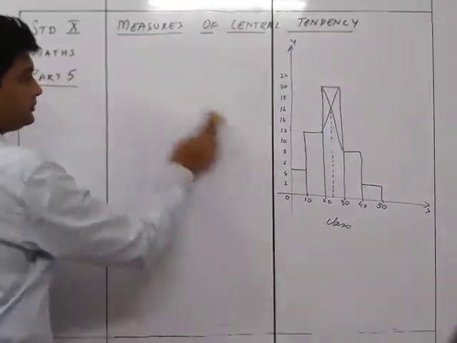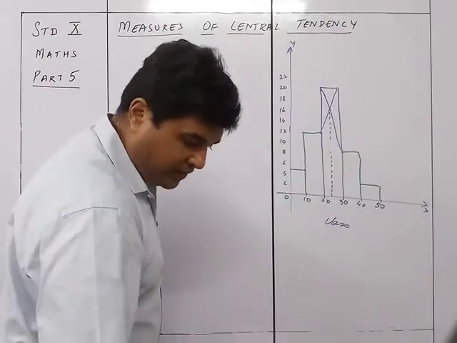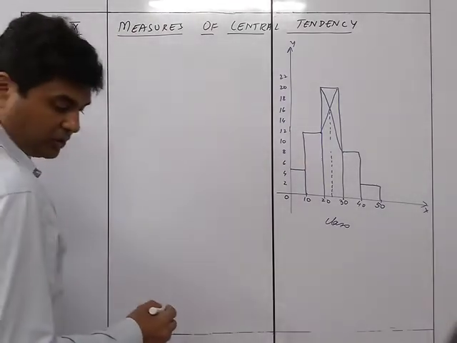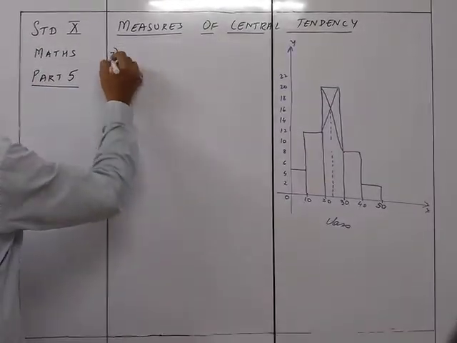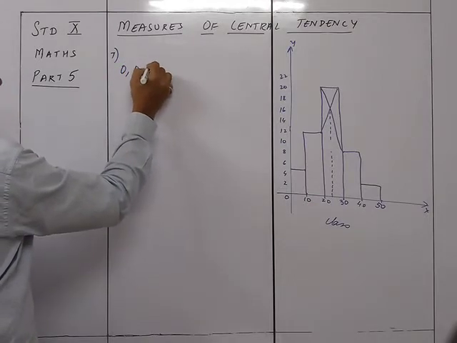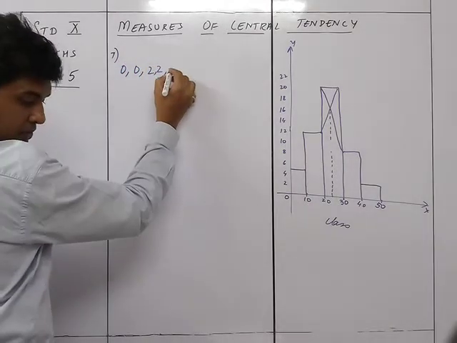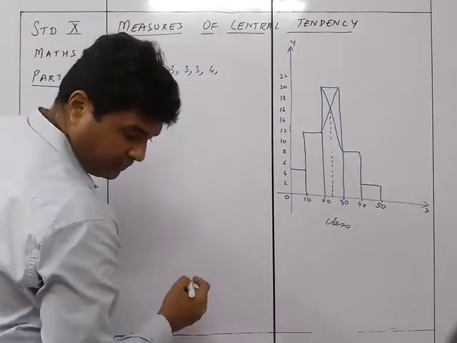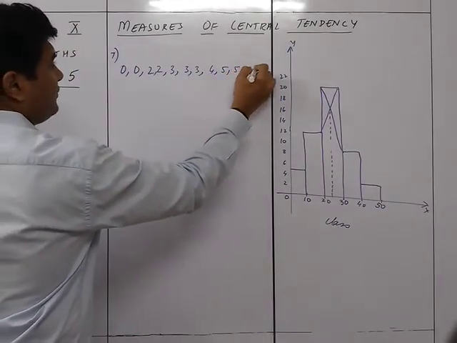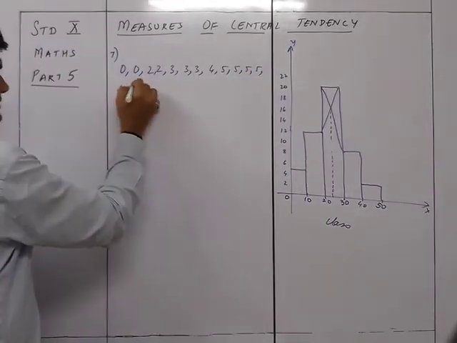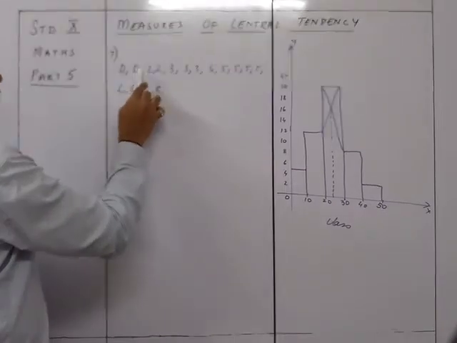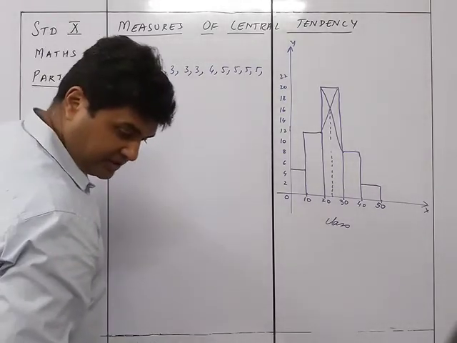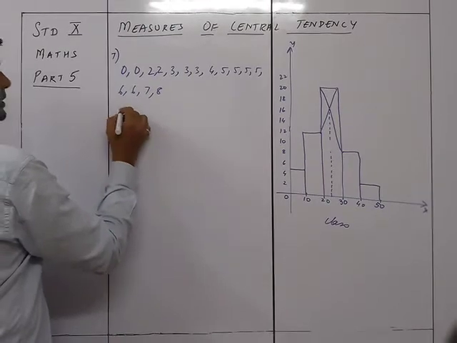Sum number 7. Find the mean, median and mode of the following marks of 16 students. The test is out of 10. So it is this way, 7th sum. The data is 0, 0, 2, 2, 3, 3, 3, 4, 5, 5, 5, 5, 6, 6, 7, 8. So it's 1, 2, 3, 4, 5, 6, 7, 8, 9, 10, 11, 12, 13, 14, 15, 16. There are 16 students? Yes, 16 students. So first of all will be the mean.